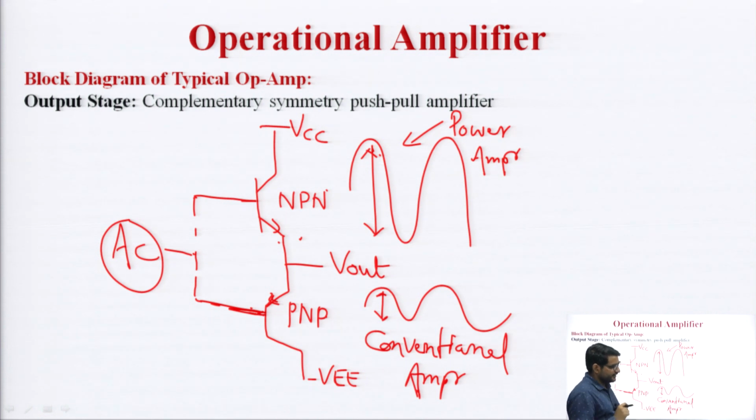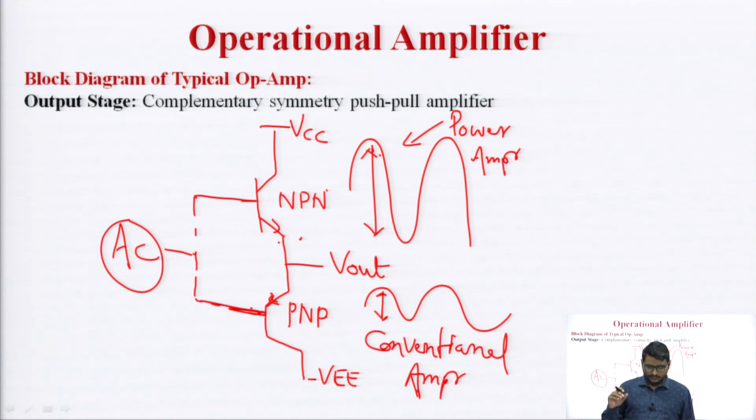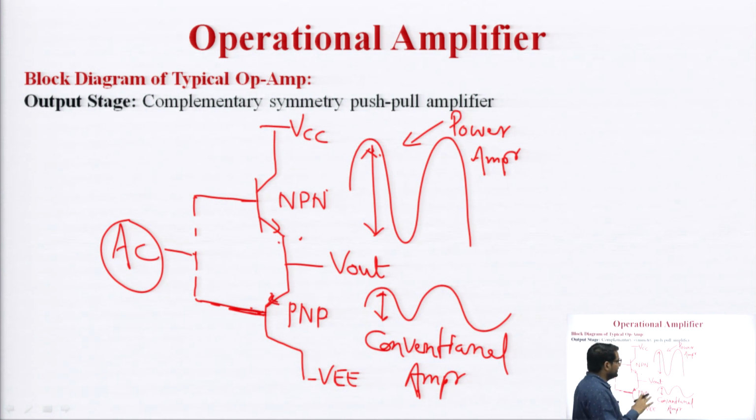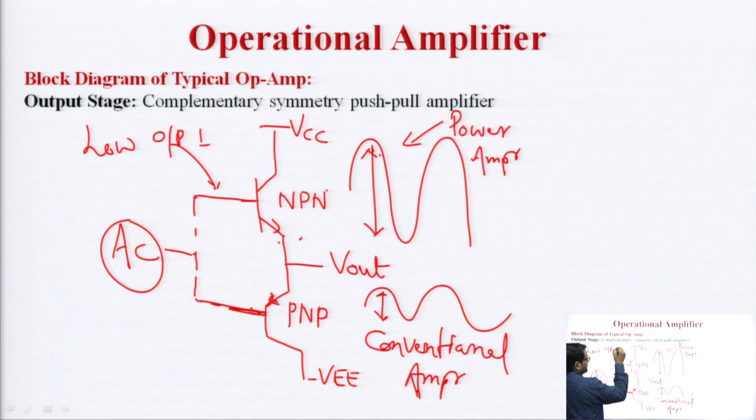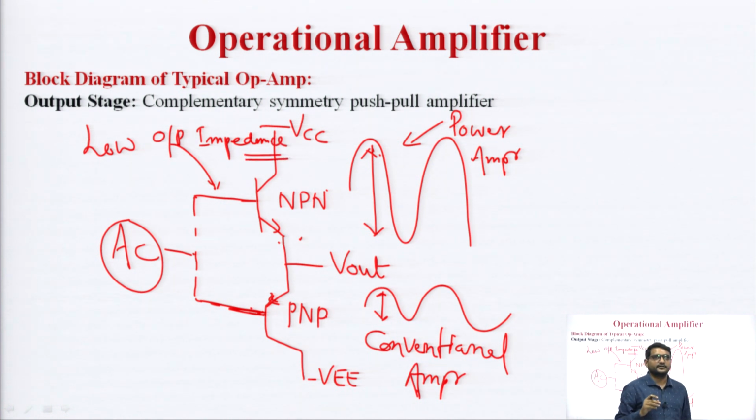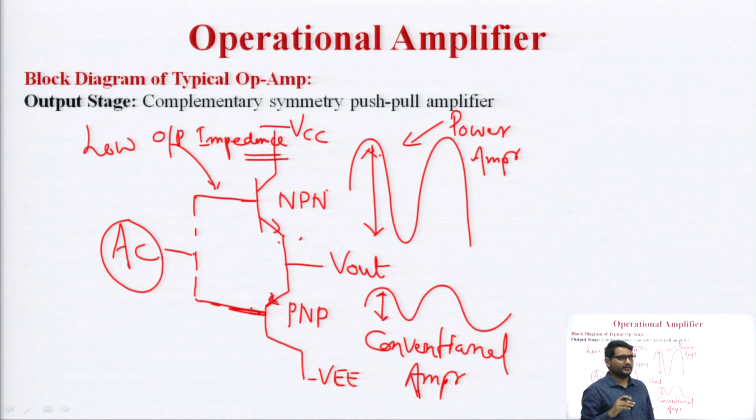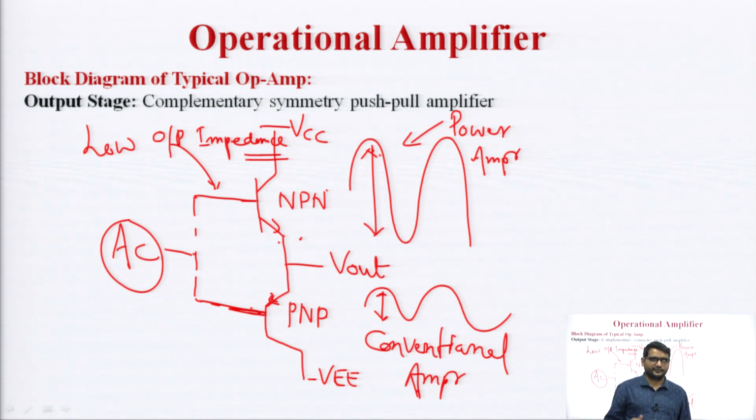And the second important thing is that it provides low output impedance. It provides low output impedance, meaning a well designed amplifier gives low output impedance. This is the reason the output impedance of an operational amplifier is low. It is very low, and the practical value I think will be 50 ohms to 100 ohms for an IC 741. Okay.